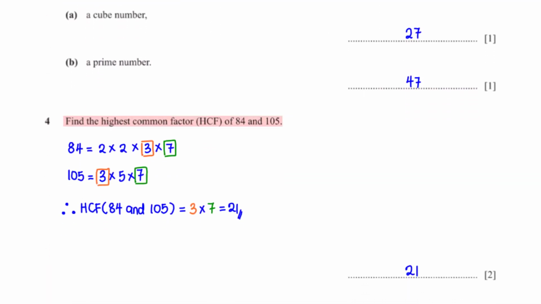Find the highest common factor of 84 and 105. When we express 84 and 105 as a product of their prime factors, this is what we have. The common prime factors for both numbers are 3 and 7. And so the HCF for both numbers is 3 times 7, which is equal to 21.